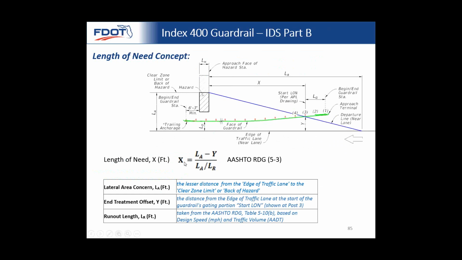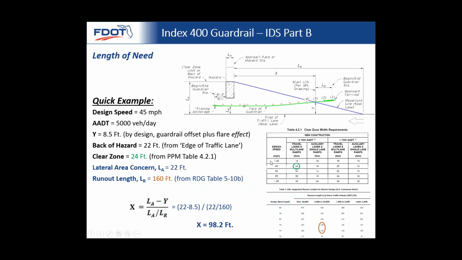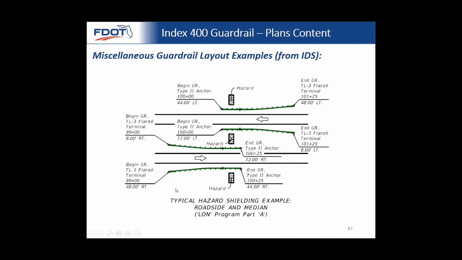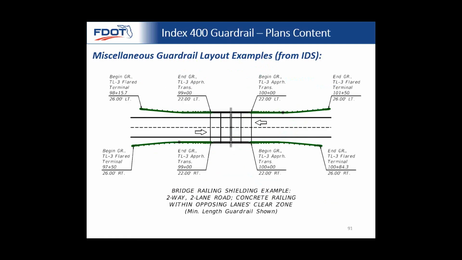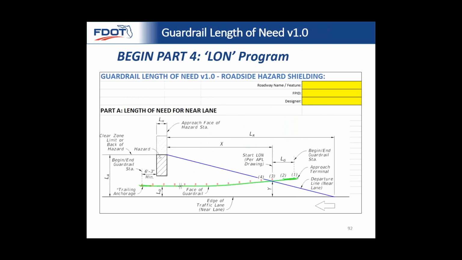Essentially you'll be using a little equation here and these variables to design the length of guardrail, and this comes from the AASHTO Roadside Design Guide. We now have an Excel sheet to help with that, and here would be a quick example. The clear zone can be found in the PPM, and you can interpolate the runout length from an AASHTO table, and this is all done in the Excel sheet, so it shows you here. Then we run through our IDS, which shows you a lot of example configurations for shielding hazards. We'll just flip through those so you know what's out there.